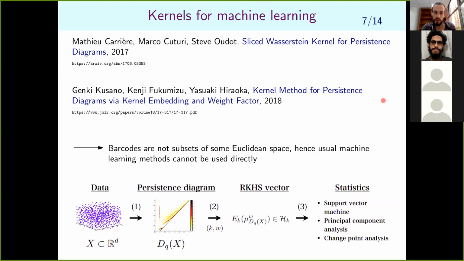There is still a way to apply the usual techniques of machine learning, and this is called the kernel trick. So a kernel is kind of a scalar product you can define. And once you have a kernel, well, all the usual techniques are available. So there has been some work towards defining kernels for barcodes, and this works very, very well.